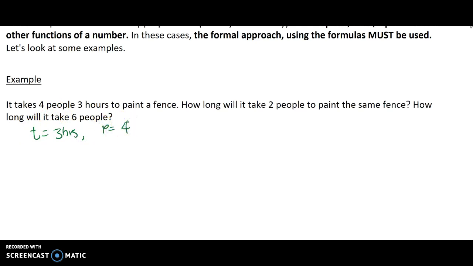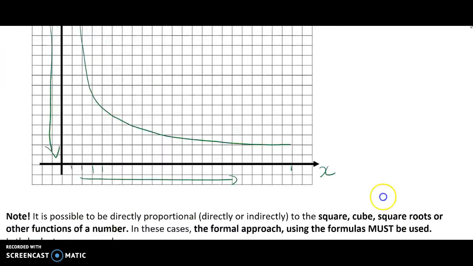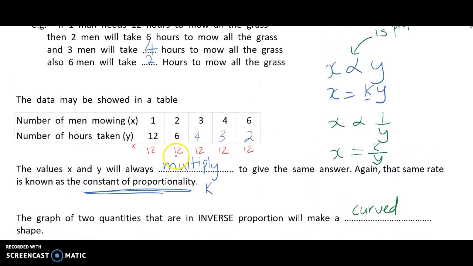So 4 people. When time is 3, if I plot this on a table, that's time. I'm going to leave it as 1, 2, 3, and then I'll go to maybe 6 and 10. So for 3 hours, it takes 4 people. So what would be our constant of proportionality? Remember, when we look back, how do we find the constant of proportionality? How do you find that? What do we need to do?